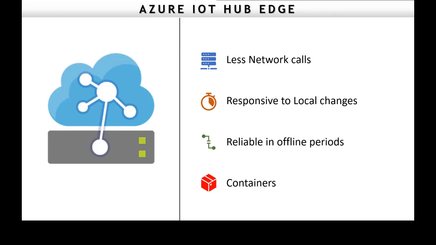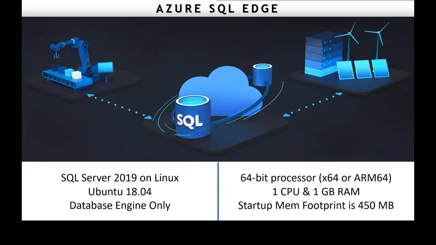So I think we are in good shape to introduce Azure SQL Edge now. What is Azure SQL Edge? Currently, it is the SQL Server 2019 version on Linux. And Microsoft recommends you to have Ubuntu 18.04 as the operating system in your IoT device. And it's only the database engine. But still, it's not 100% of the database engine.